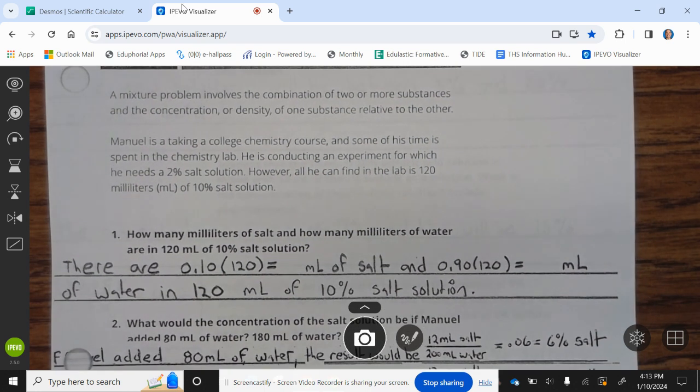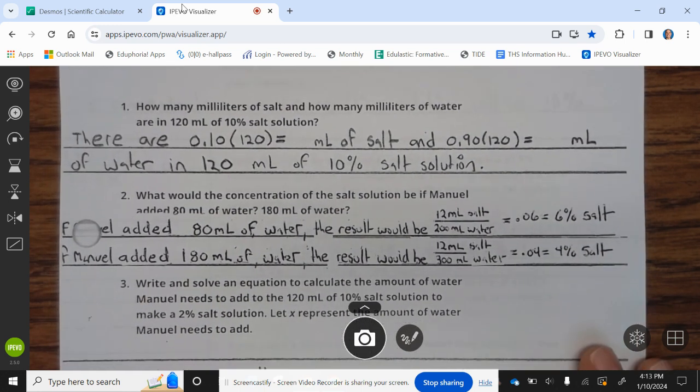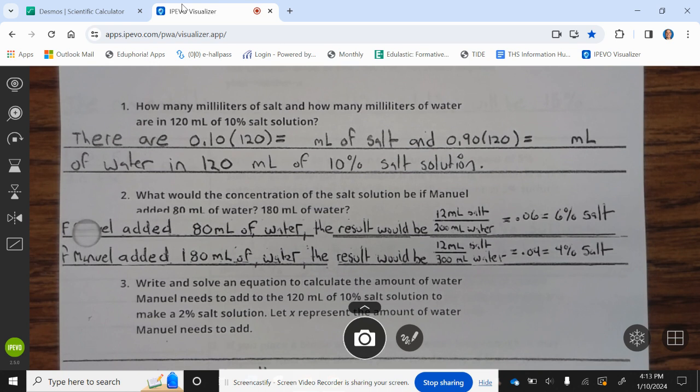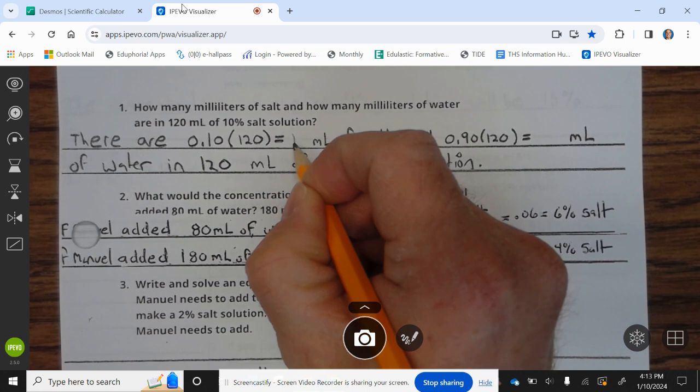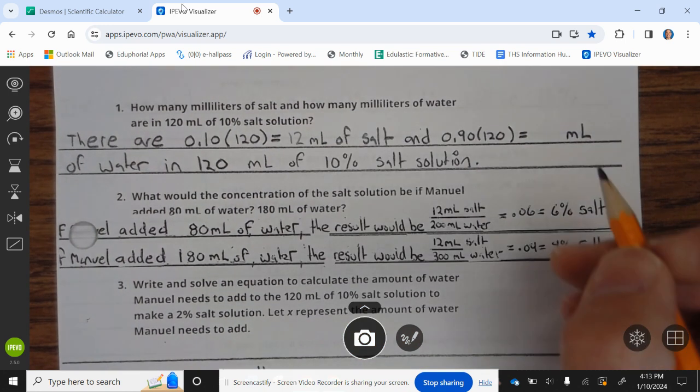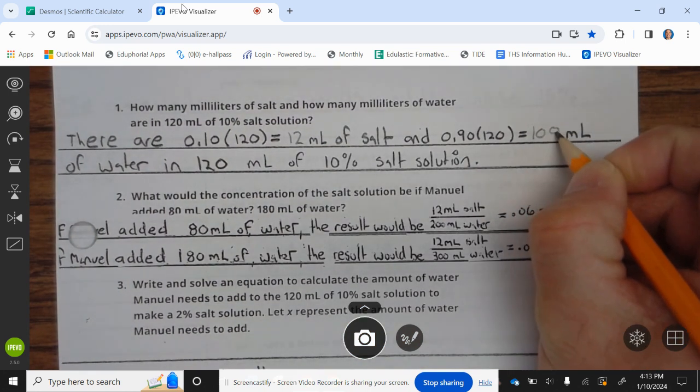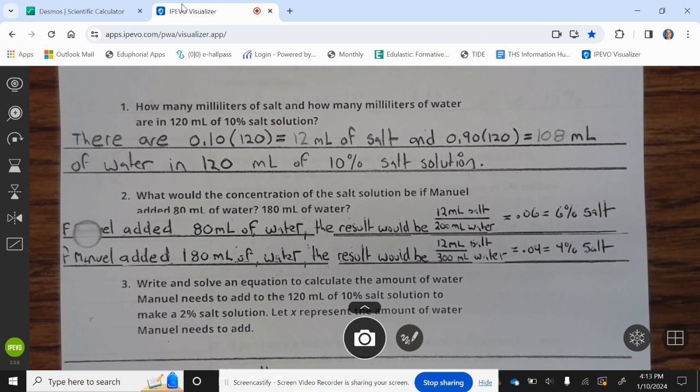Manuel is taking a college chemistry course, and some of his time is spent in the chemistry lab. He is conducting an experiment for which he needs a 2% salt solution. However, all he can find in the lab is 120 milliliters of 10% salt solution. 1. How many milliliters of salt and how many milliliters of water are in 120 milliliters of 10% salt solution? There are 0.10 times 120, which equals 12 milliliters of salt, and 0.90 times 120, which is 108 milliliters of water, in 120 milliliters of 10% salt solution.